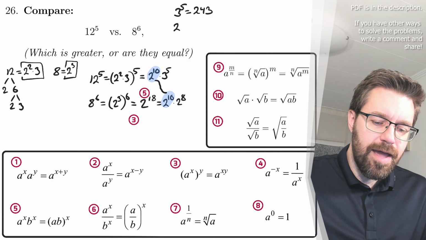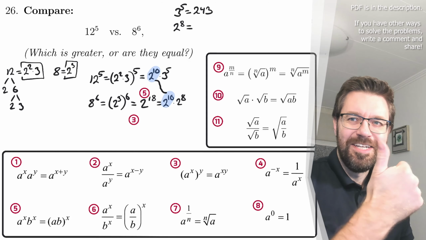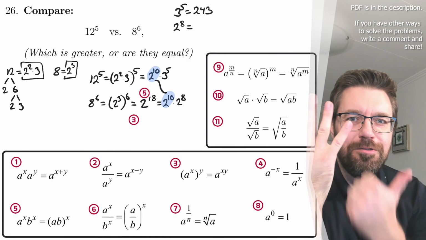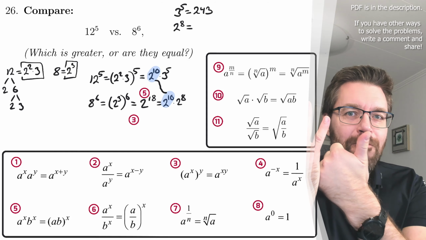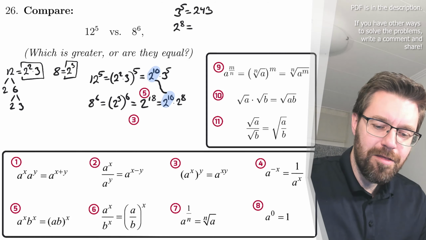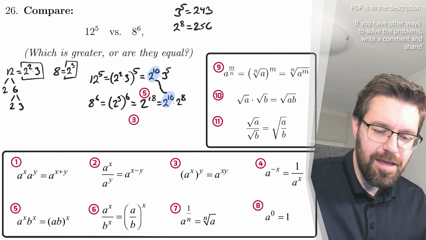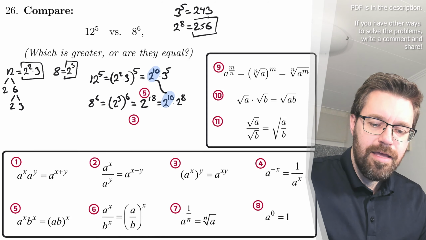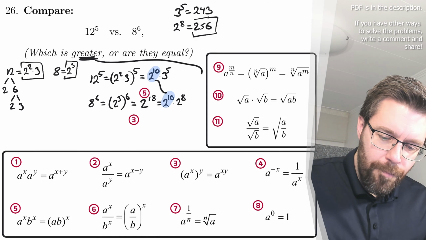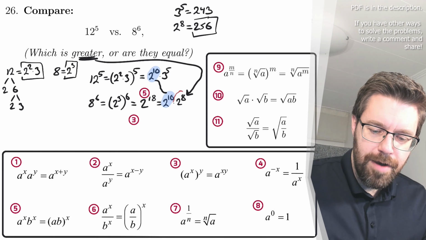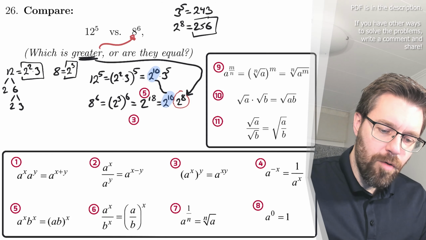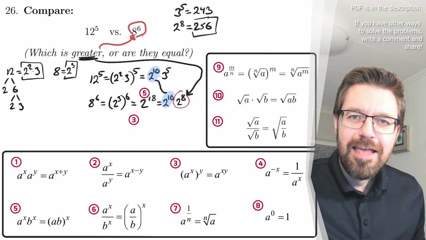And 2 raised by 8. Okay. 2, 4, 8, 16, 32, 64, and 128, and 256. So 256. And we see that 2 raised by 8 is the greater one. And then we know that the greater one here is 2 raised by 8. So this one, and that must mean that the greater one is the power 8 raised by 6.